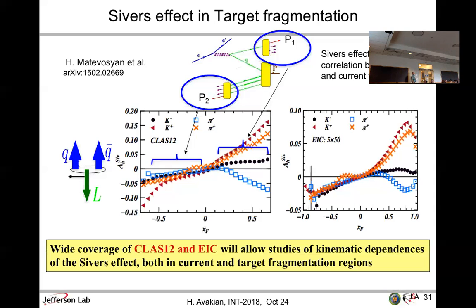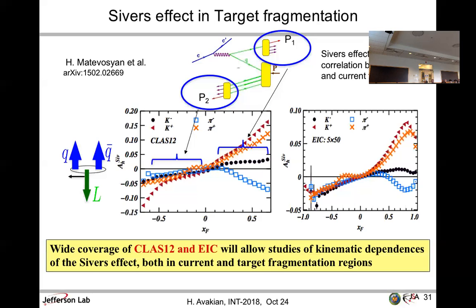So the other thing is the target fragmentation. There were predictions, and the Sivers effect is to some extent in fact the correlation between target and current. You expect, and those were predictions, that in the target fragmentation region the leftover pieces will show up, and basically some significant asymmetries. This was the prediction. In fact, LK is a co-author of this.